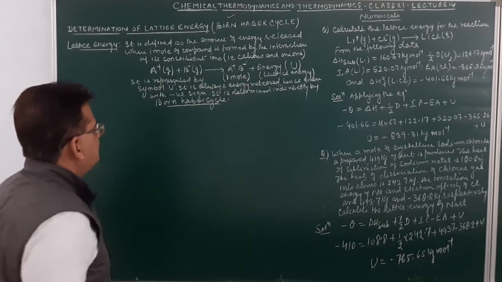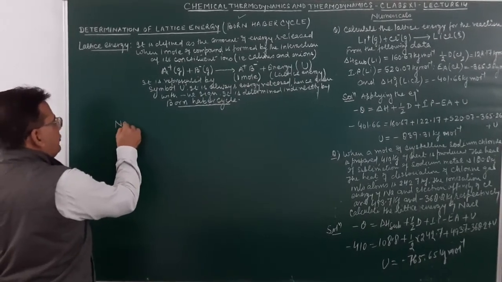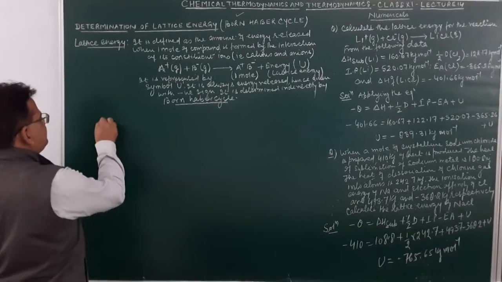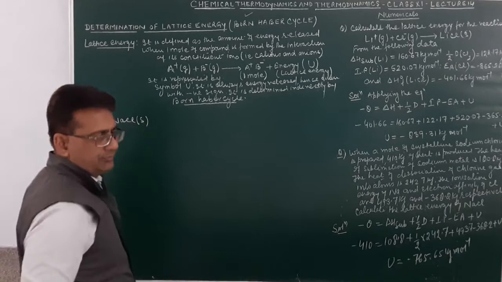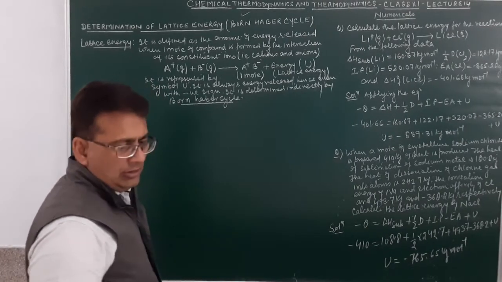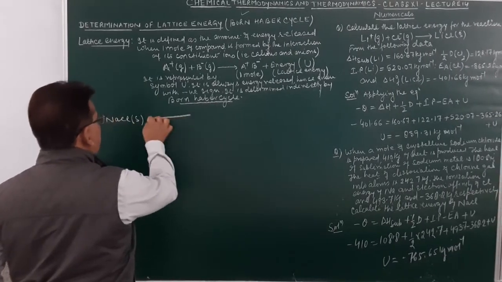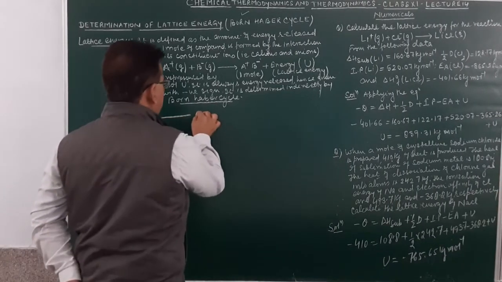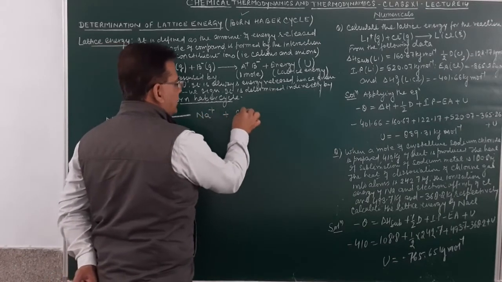Suppose we study the formation of sodium chloride, and the sodium chloride is in the form of a solid. How is it formed? It is obtained by the interaction of the sodium cation and the chloride anion.